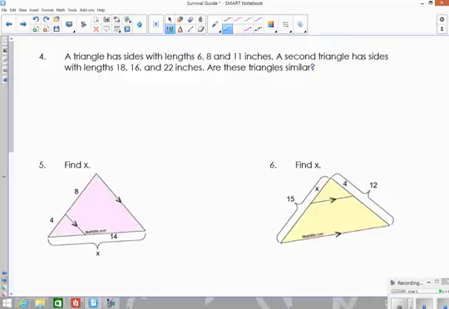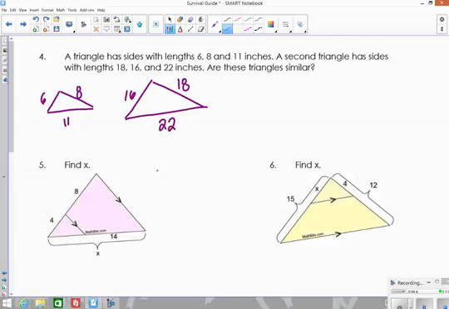The next example is asking us to determine if these two triangles are similar, and it gives us the side lengths. I'm going to go ahead and sketch the first triangle. We have 6, 8, and 11. And then a second triangle has 18, 16, and 22. I'm going to draw it so that the corresponding sides line up: the smallest side would correspond to 16, then the medium side would be 18, and then 22.